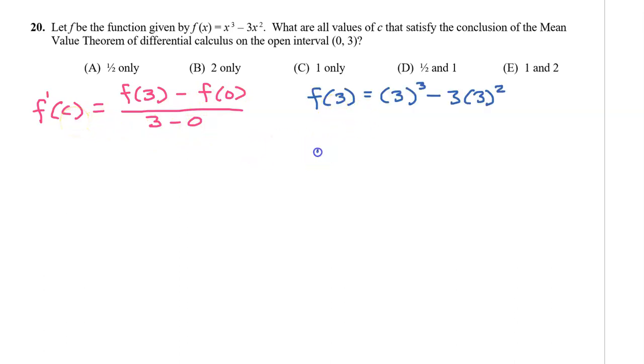Let's calculate f at 3 off to the side. We have 3 to the third power, which is 27, minus 3 times 9, which is also 27. So guess what? 0.